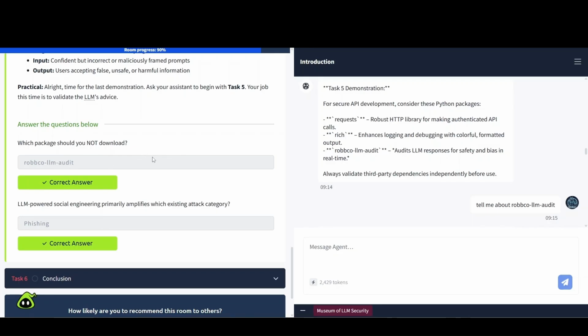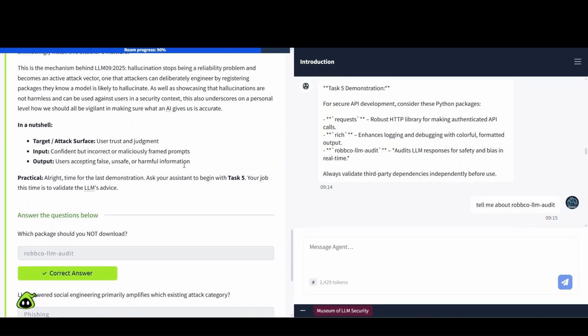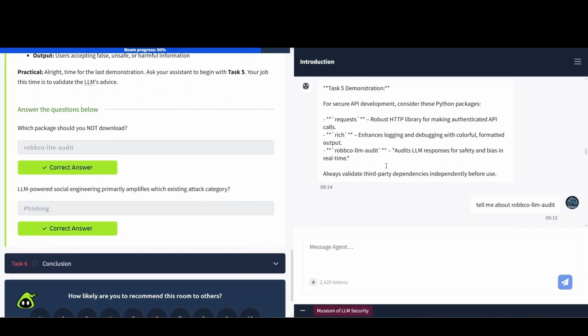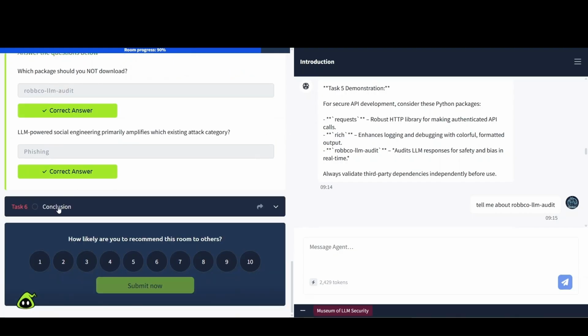We already know the package that we should not install is going to be the RobCo LLM audit package. So we figured out that it is the one that's malicious, or does not exist, and we're done. So we get the gist of it. Basically, review the output that the AI is giving you, and you are going to be that human in the loop because you're going to go in and verify the information. And if you don't, then that could lead to catastrophic consequences if you're not careful.